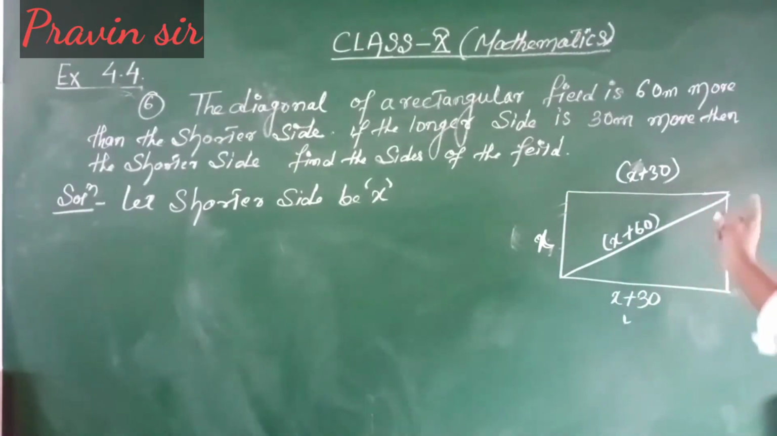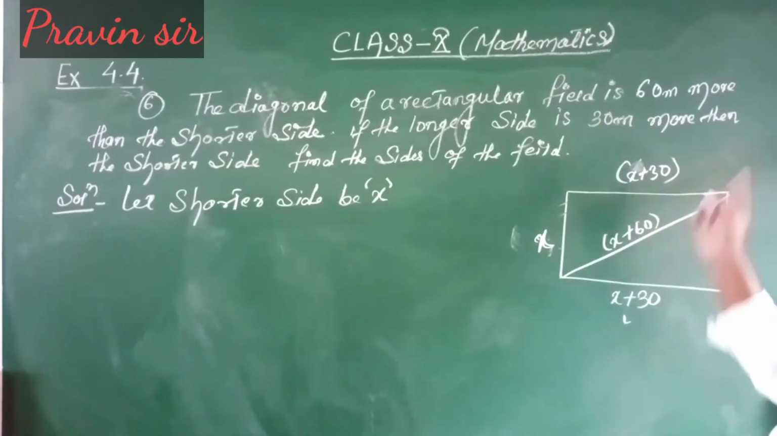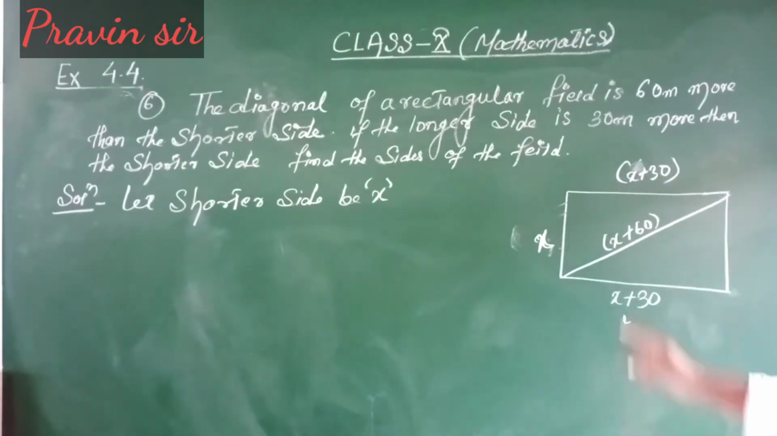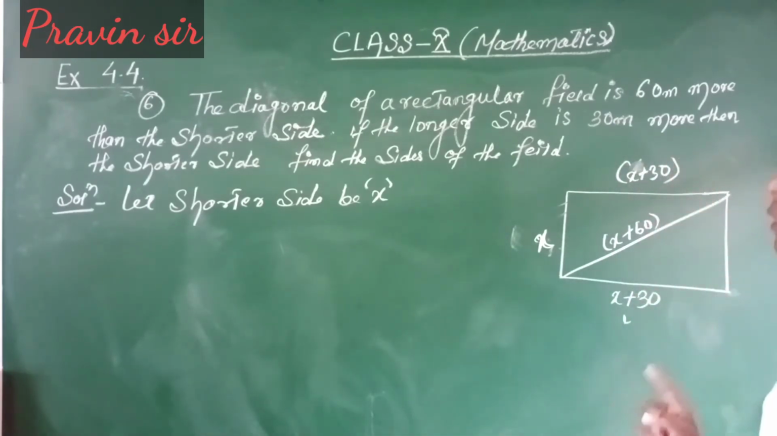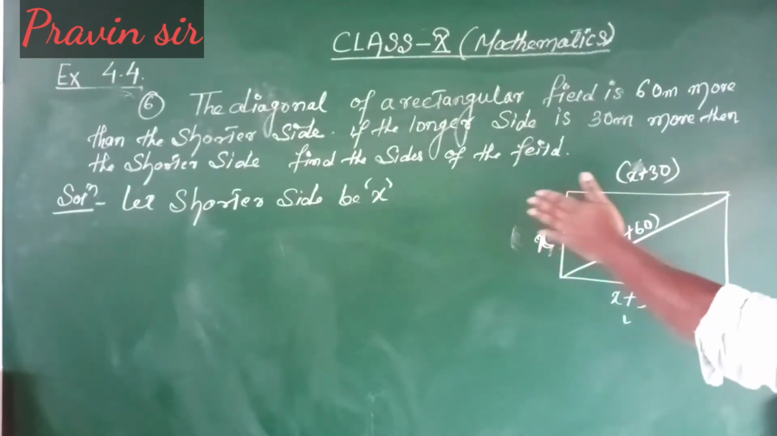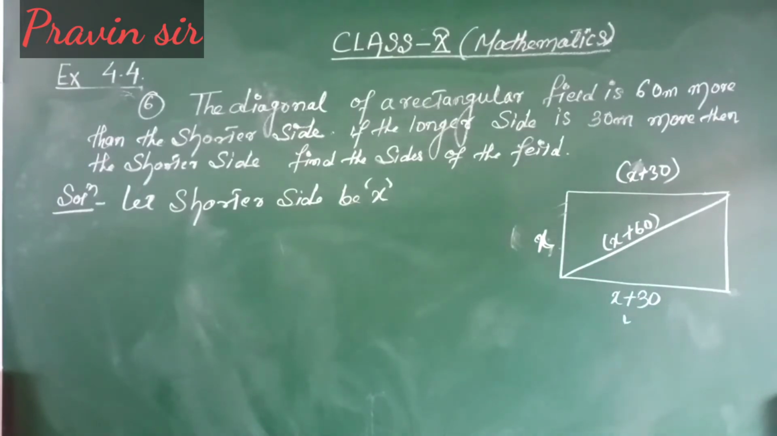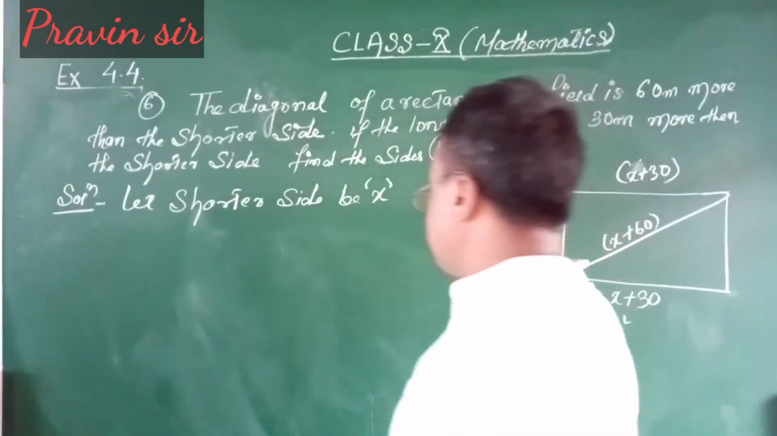Length. So length is what? 30 meter more than the shorter side. More means plus. So the longer side is x plus 30. Now the question is to find the size of the field. We have to find the length and breadth. Now how to solve this question?